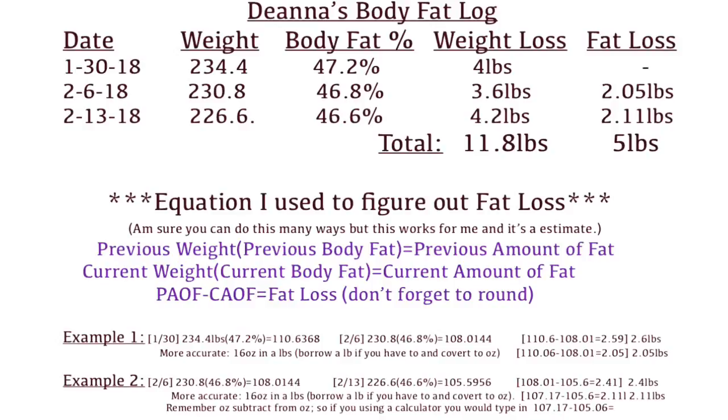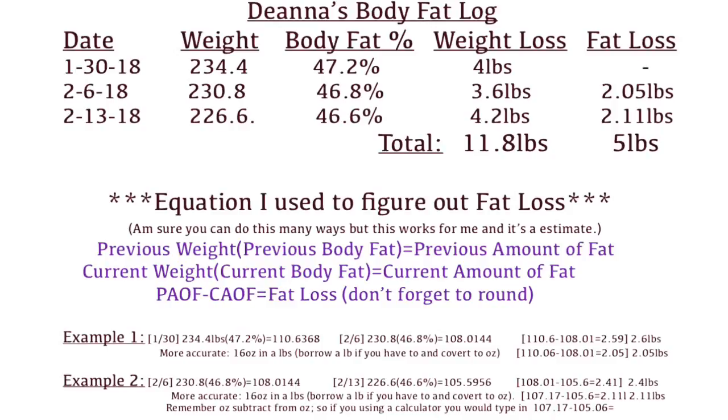Now for my current weight, it was the week of February the 6th. And I was weighing 230.8 pounds. I times that times my body fat, which was 46.8%, and that equaled out to 108.0144. At that point, I rounded at where the 1 was, because if that 4 right next to the 1 was a 5, it would have been 108.02.